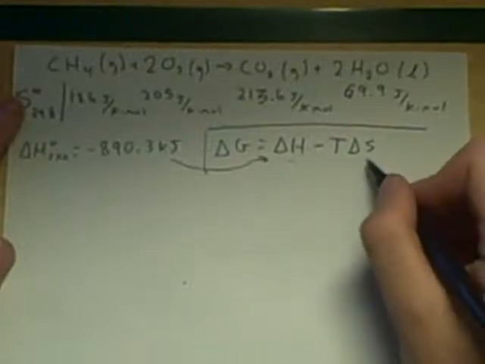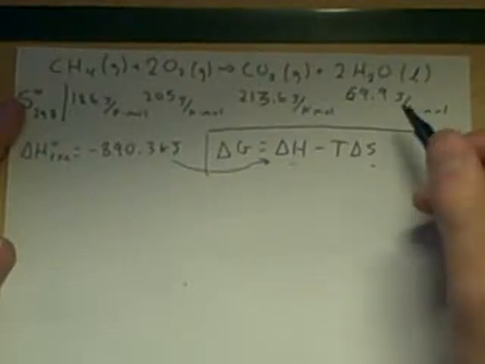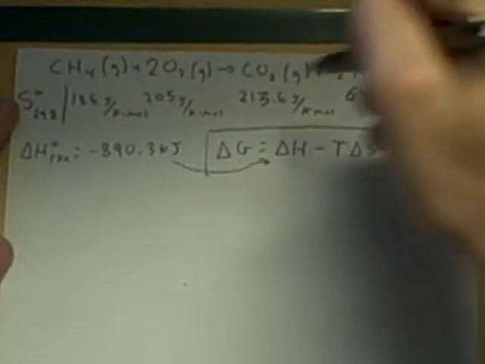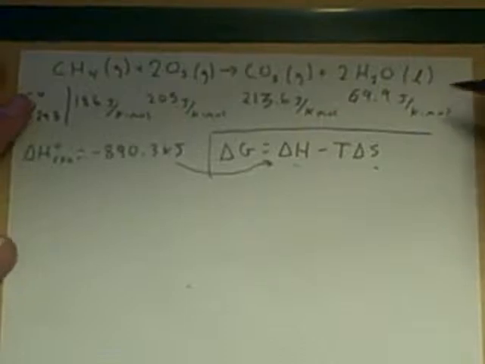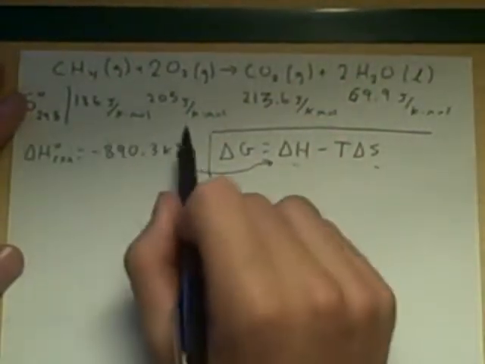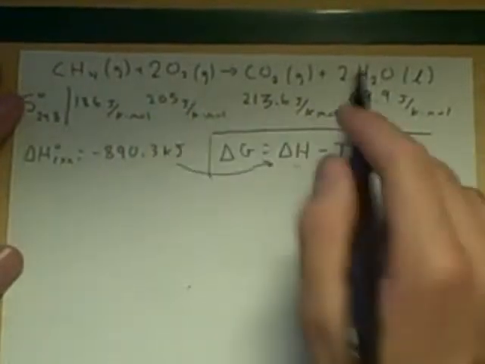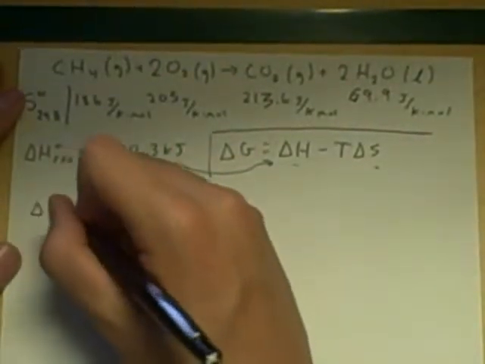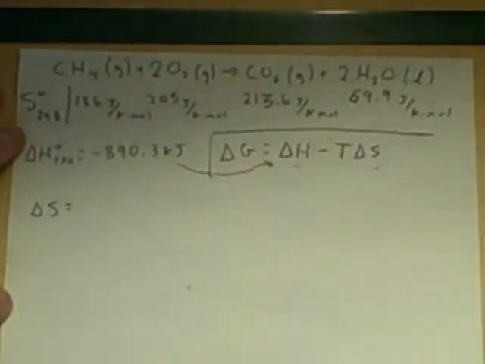But first, we need to find the change in entropy. To do this, you need the standard change in entropy of formation per mole of each of the products and reactants. And this is in the same table as the enthalpy of formation is. So I already wrote down the entropy per mole of reactants and products right here, right under the equation. And so we'll start out by calculating the change in entropy, just like you calculate the change in enthalpy, by subtracting the sum of the products minus the sum of the reactants.